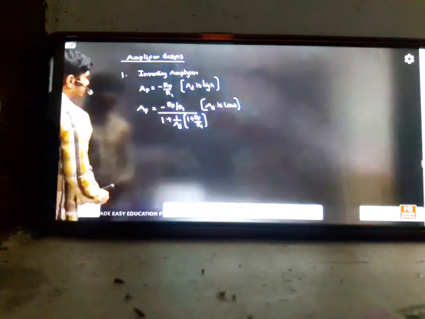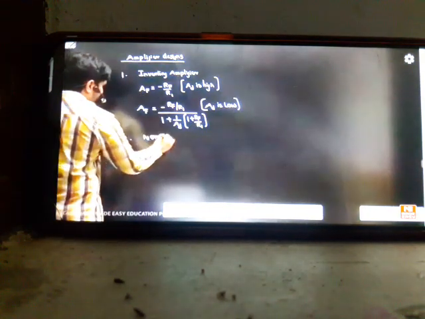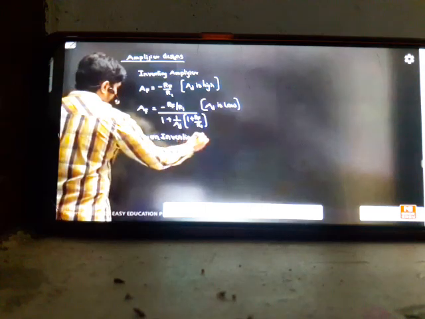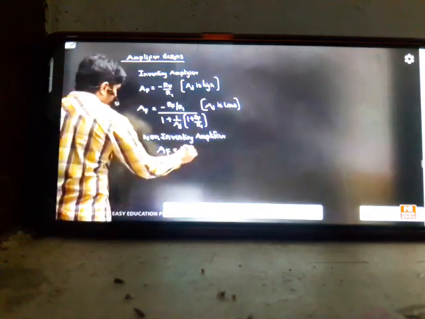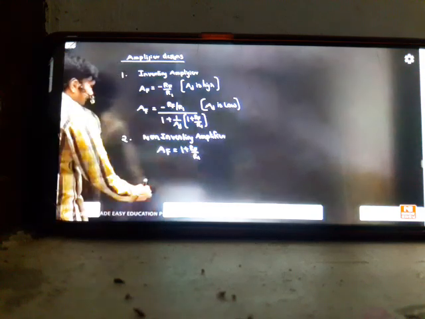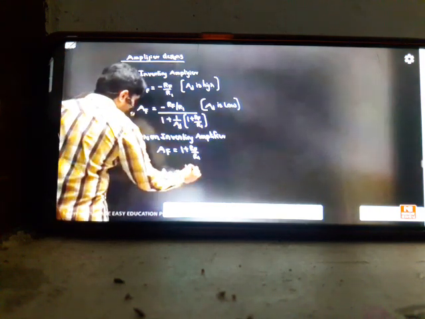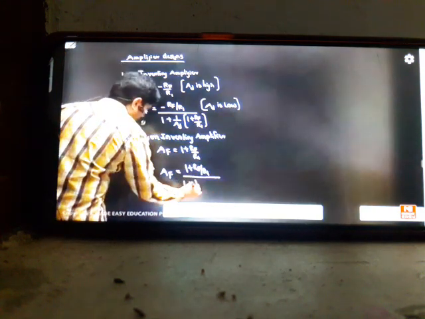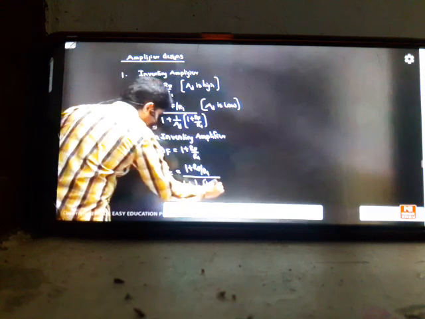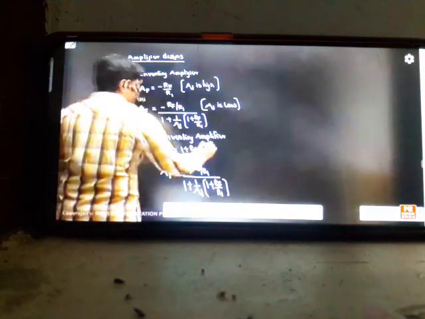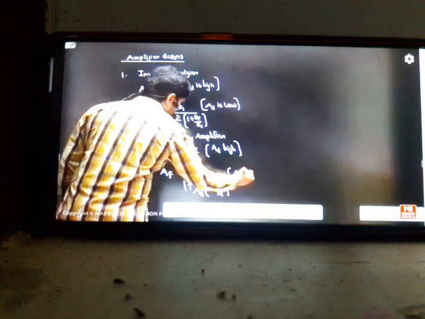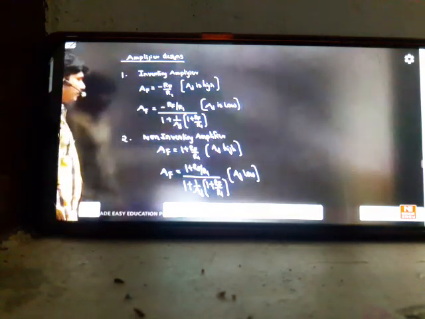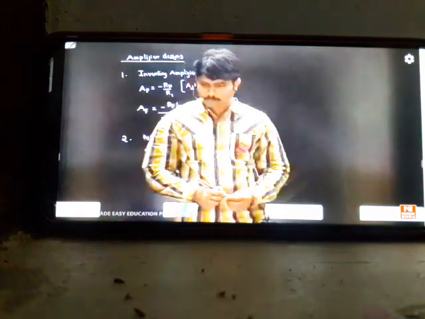Straightforward formulas. Second one is the non-inverting amplifier. AF is equal to 1 plus R by R1. This is the non-inverting gain. Your closed loop gain will be 1 plus R by R1 divided by 1 plus 1 by AD into 1 plus R by R1. One is for AD high, one is for AD low. So these are the two formulas you can copy.